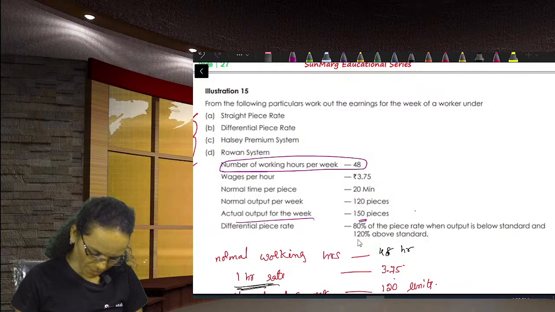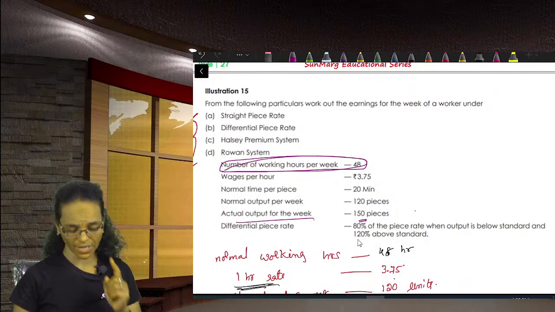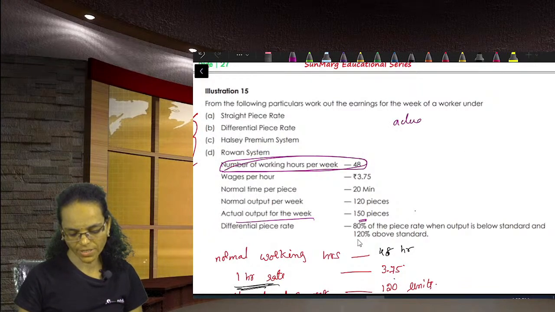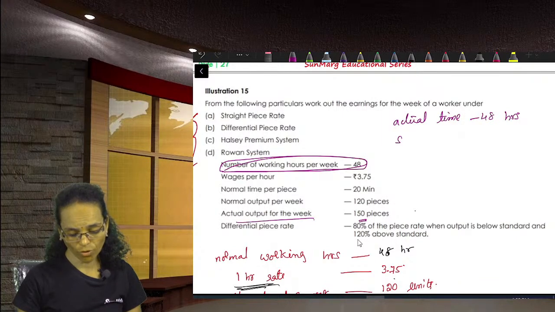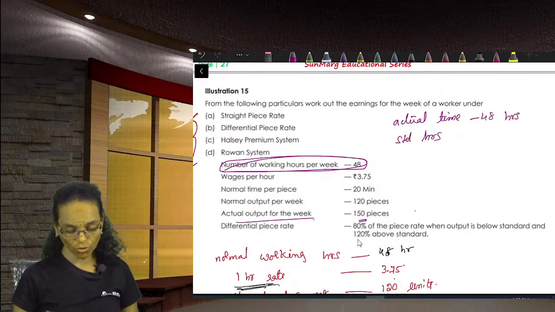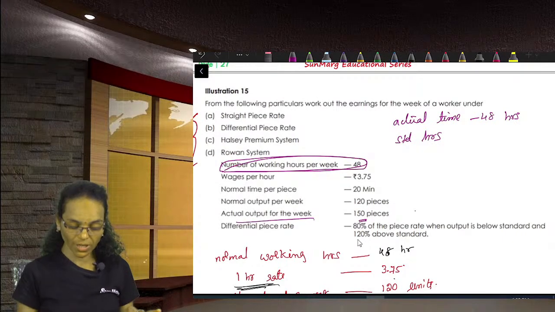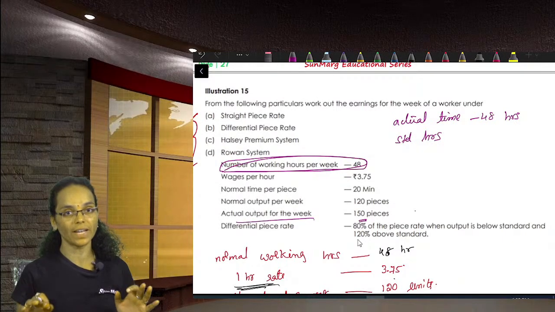See here, number of working hours per week is given as 48 hours. So actually he has taken 48 hours. Actual time taken is 48 hours, there is no doubt, right? Then what about the standard hours? Nowhere are the standard hours given, but from the question we need to derive what the standard hours are.